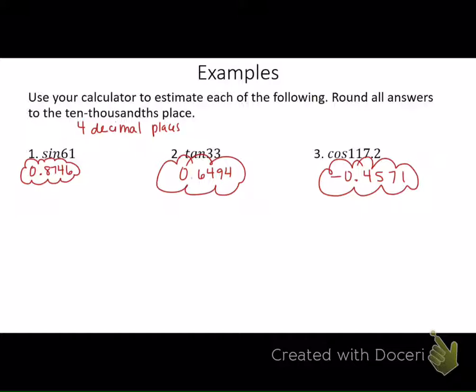Well, you know here that this is positive, and this is negative, right? So the ratio of the sides here is going to be a positive over a positive, which is going to make a positive. And 61 and 33 are between 0 and 90, all right? But 117.2 is between 90 and 180. So it's going to be somewhere over here, which means our ratio is going to be a negative and a positive, and that's going to make a negative. So that's why that's a negative. Not that that's something you need to know until later on. You'll learn more about this stuff later, but I just wanted you guys to understand why some things are going to be positive and some things are going to be negative.